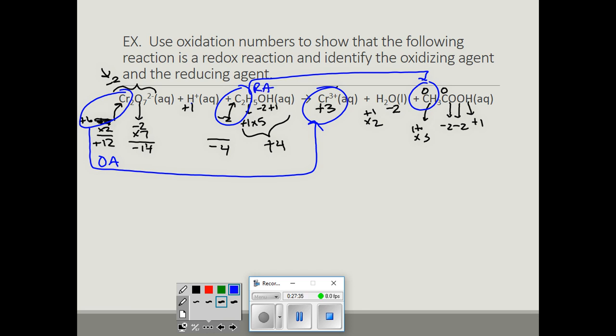Now notice I had to pick the things that were on the reactant side. This is my reducing agent, this is my oxidizing agent, not the substances that are the products. Products can't be oxidizing or reducing agents. Anyone want to ask questions about that one?